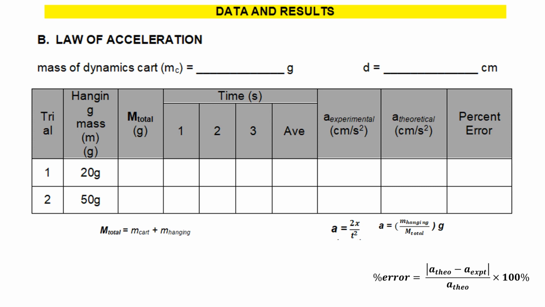So this is the table. We can see here the mass of the dynamics cart. We can measure the mass of the dynamics cart using a top loading balance, expressed in grams. The distance depends on your choice; you can set the distance by group. And here is the hanging mass, which can be 20 grams or 50 grams. To compute the total mass, we simply add the mass of the dynamics cart and the hanging mass.